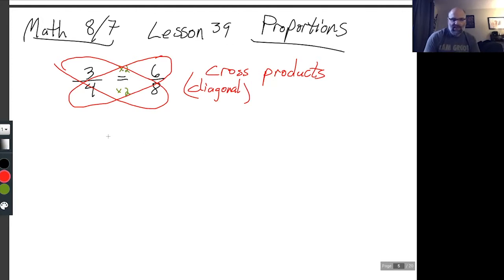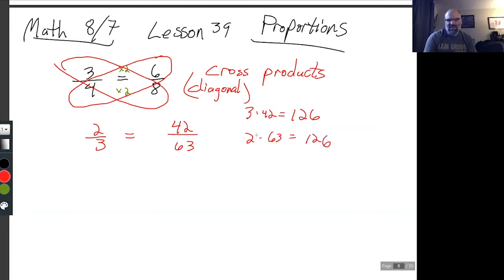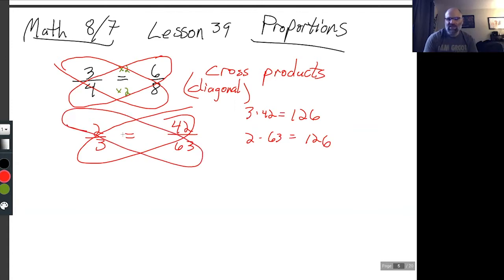Okay, so think about another equivalent fraction. Let's say like 2/3. This is actually equivalent to 42/63. Okay, so if I multiply 3 times 42, that's 126. And then 2 times 63 is also 126. So all the cross products, anytime you have equivalent fractions, those are going to be equal.